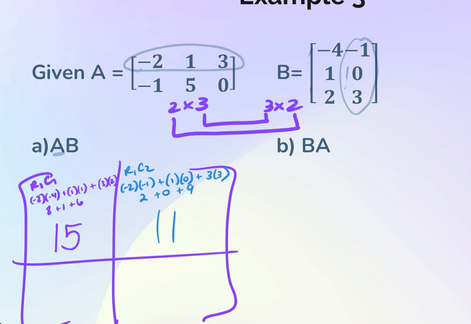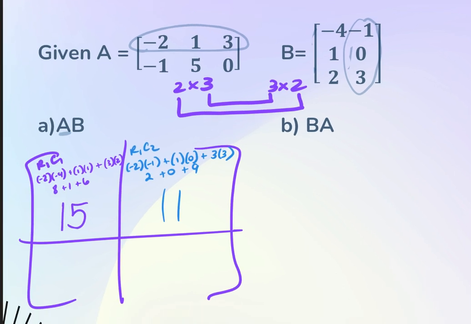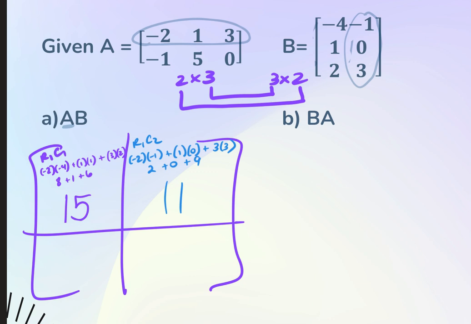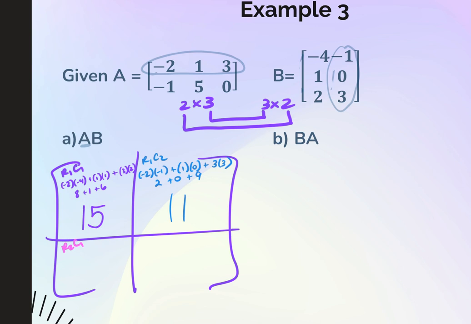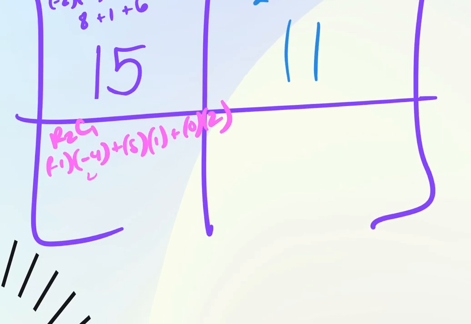Still good? Now I go to the next cell. So bottom left is called what? Good. Row 2, column 1. So now I'm moving to row 2. This is beautiful to do in Notability because you can highlight and move around. Remember, you're going to have to do it on paper next week, so keep that in mind. Row 2, column 1: -1 times -4 plus 5 times 1 plus 0 times 2, and I get 4 plus 5 plus 0, which is 9.